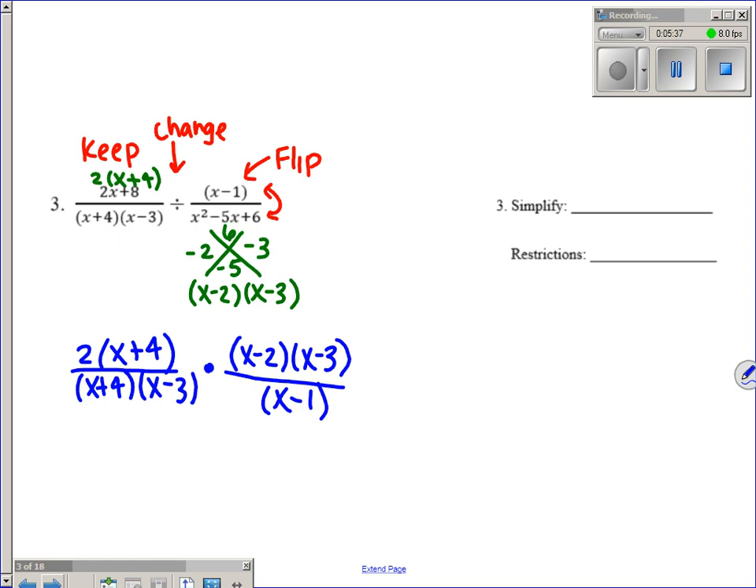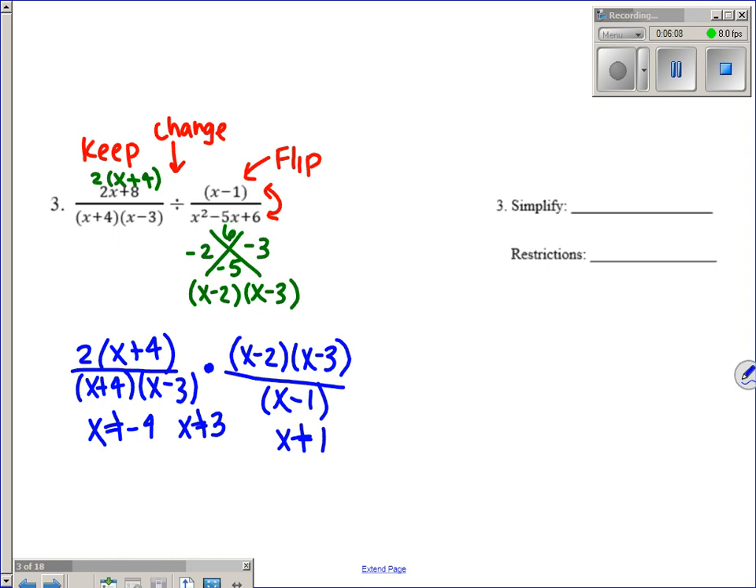So before we cancel everything out, let's go ahead and list our restrictions. Remember, restrictions come from the bottom. So right now we see that we have x cannot equal negative 4, x cannot equal positive 3, and x cannot equal positive 1. So I'm getting all of those from the denominators.